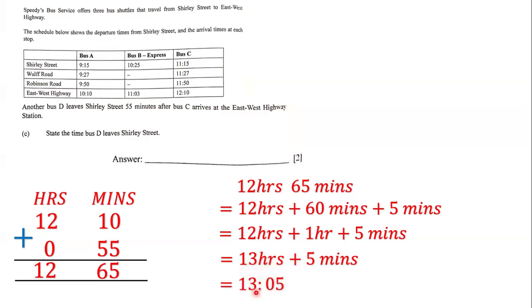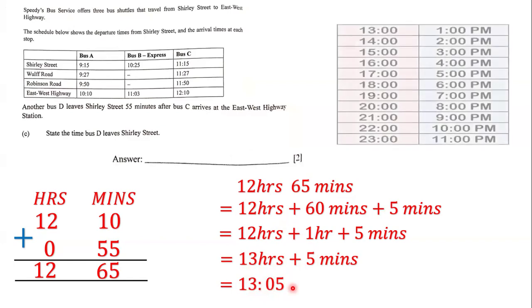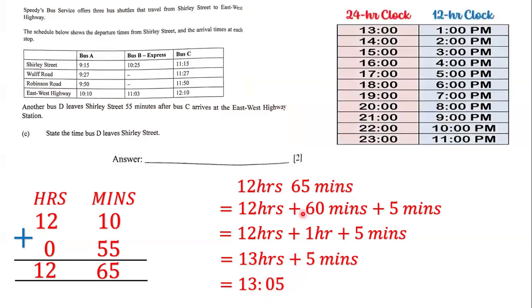But this is Army time, or military time. Or we can say this is time in a 24-hour clock, but we want to convert it into 12-hour clock. So this is the 24-hour clock, and this is the 12-hour clock. Now, 13 o'clock in the 24-hour clock is actually 1 p.m. in the 12-hour clock. And so what that means is that 13:05 is actually 1:05 p.m. And so the time that bus D leaves Shirley Street is going to be 1:05 p.m. And that's the answer to this question.